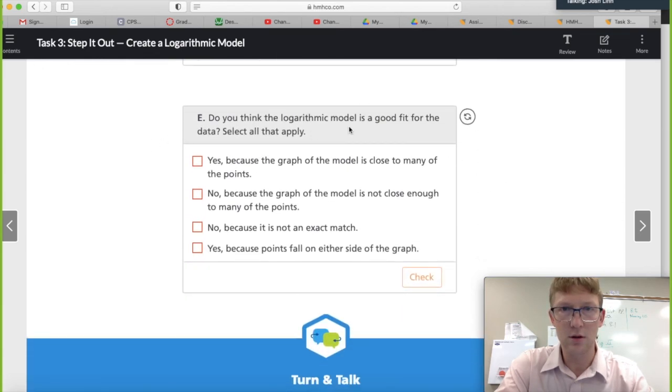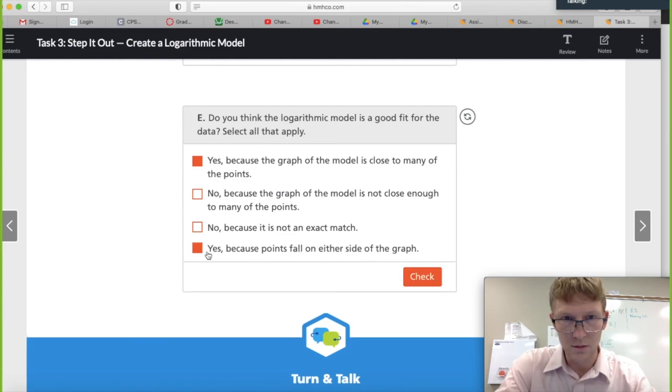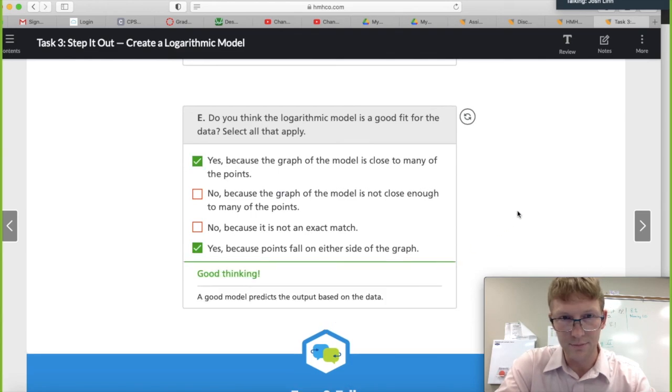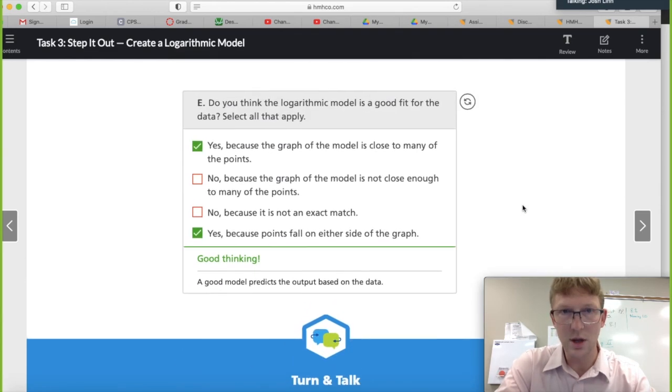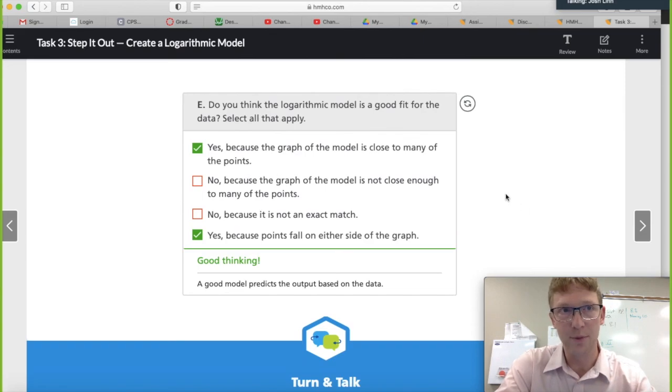Do you think the logarithmic model is a good fit for the data? Yes, because the graph model is close to many of the points. I'll go with that. Yes, because the points fall on either side of the graph. So again, we're just looking at our points versus our graph. 9.3, done, in the bag. I'll see you in Check on Learning.